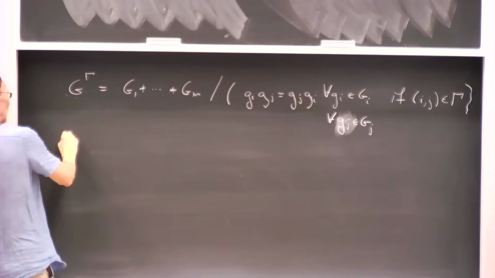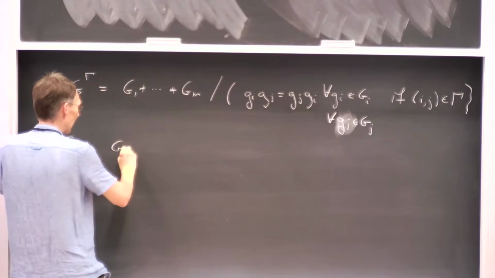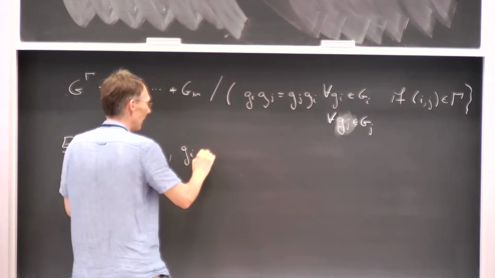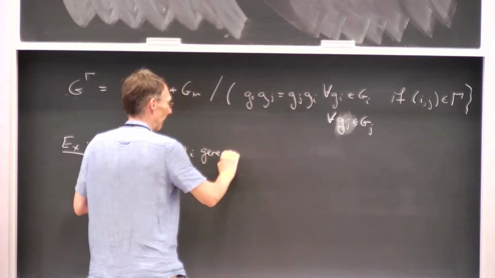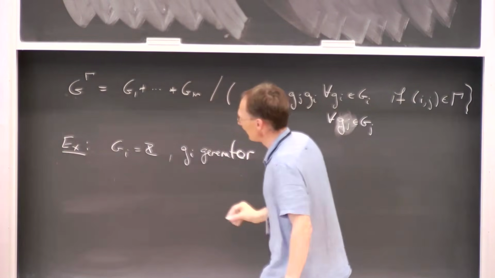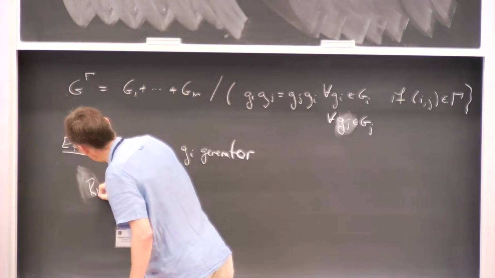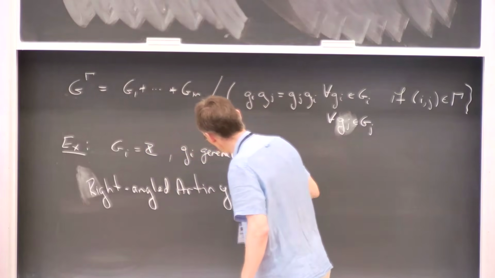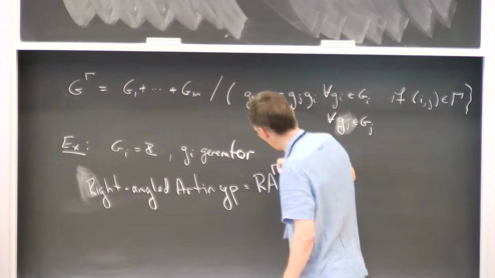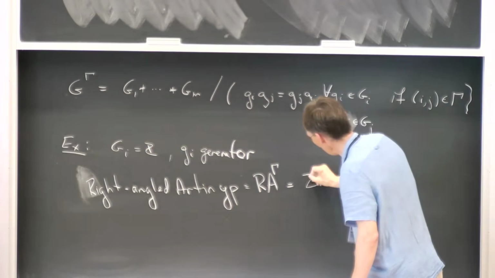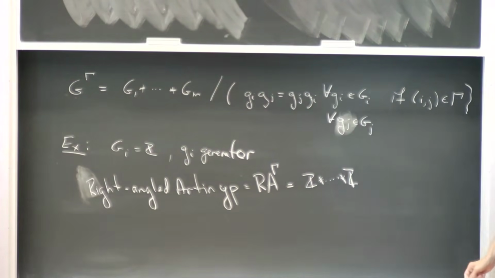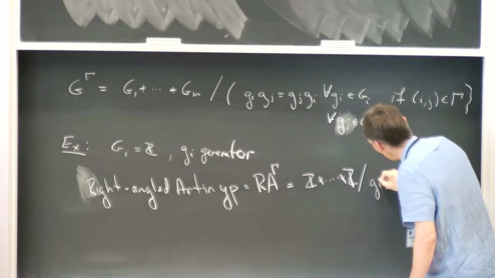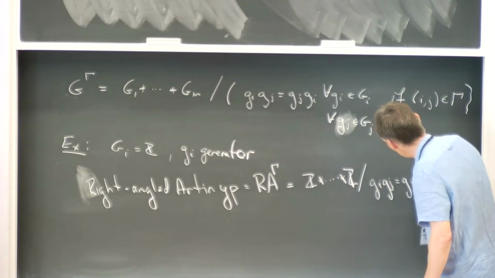That's the graph product. So for example, there's two special cases. If G_i is a copy of the integers for every i, and let g_i be the generator, then the right-angled Artin group corresponding to this graph is just the graph product where you take the free product of m copies of Z, and then you do the commutativity relations, which can be given just in terms of each generator of Z.